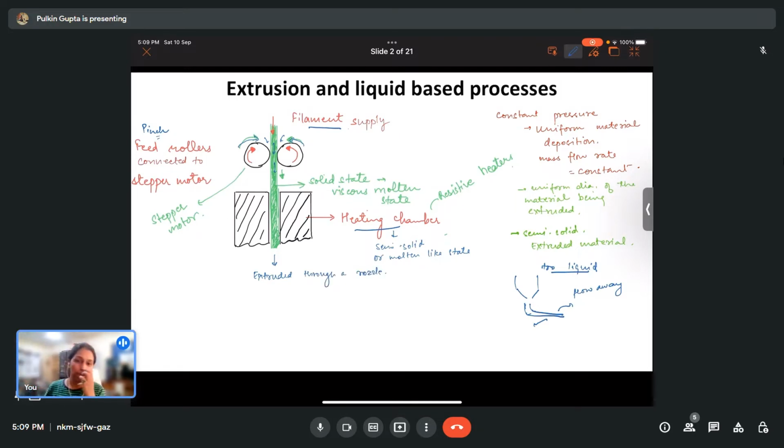And it is finally extruded through a nozzle. And this nozzle diameter can vary. Like you can have a 0.1 mm nozzle die at one time or a 0.5 mm nozzle die at another time.